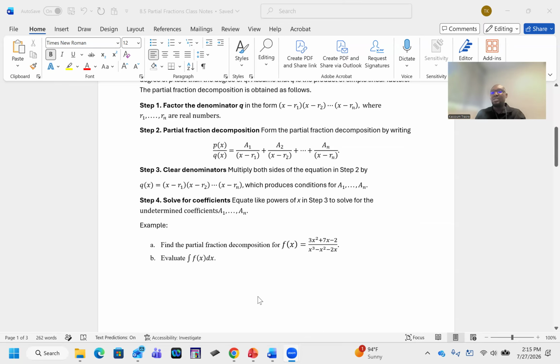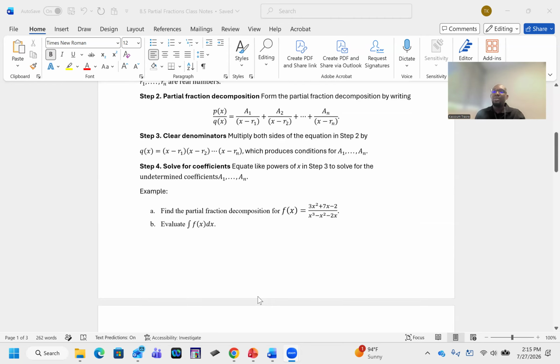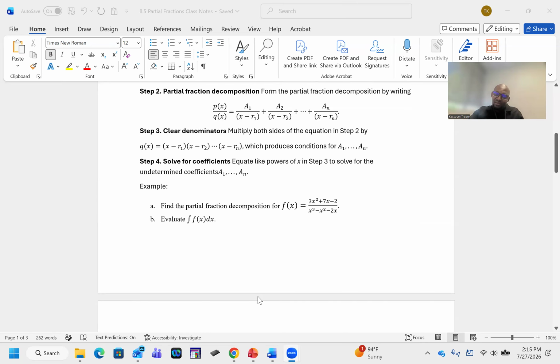So let's go ahead and do this example. In this example, we are asked to find the partial fraction decomposition of f of x is equal to 3x squared plus 7x minus 2 divided by x cubed minus x squared minus 2x. And then part B, we will evaluate the integral of f of x dx. So solution.